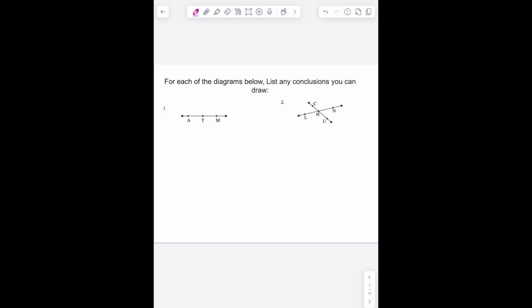In fact, a lot of diagrams are not drawn to scale, and they'll be drawn to look a certain way to make us believe something's true, even though it is not. What we can say, even though we don't know exactly where T is located in relation to A and M, we know it's somewhere in between A and M. So I can write T is between points A and M.